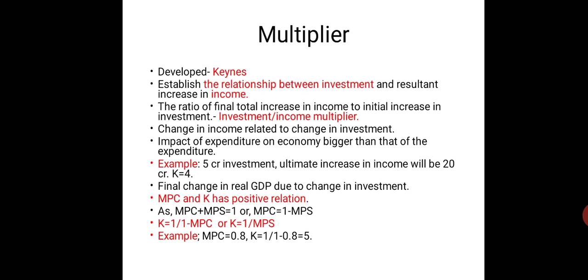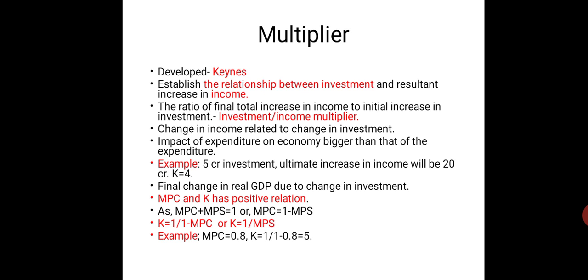So how to find out the multiplier? Using the equation K equal to 1 by 1 minus MPC, and we know what MPC is. So K is equal to 1 by 1 minus 0.8, which is our MPC, which comes to 5. That is, the multiplying effect on consumption is 5. The multiplier is 5 for this particular MPC.